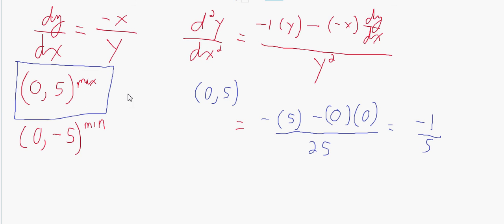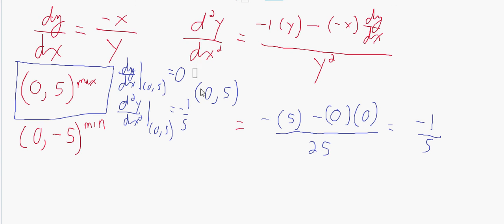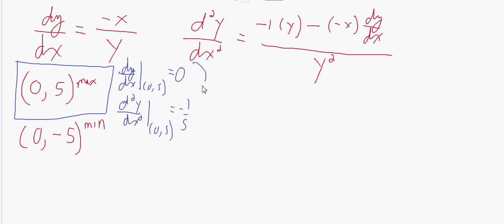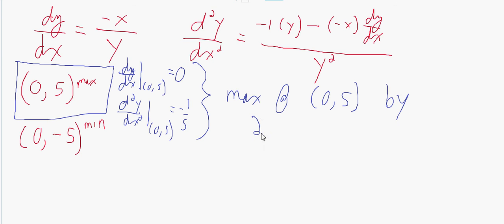So at 0, 5, here's what we know. Let's not write it like this. I know I've been writing f prime. Let's write in dy dx. We know dy dx at the point 0, 5 is 0. And we know the second derivative, d squared y over dx squared at 0, 5 is negative 1/5. We showed all that, so I'm going to erase all this junk. These two things combined tell us that there is a maximum at the point 0, 5 by the second derivative test.